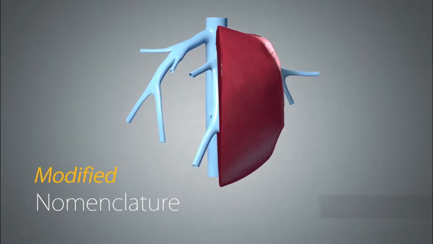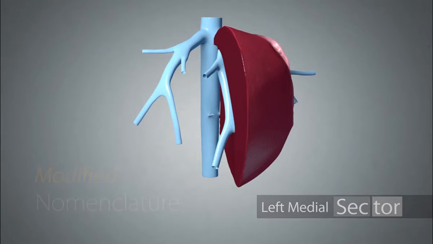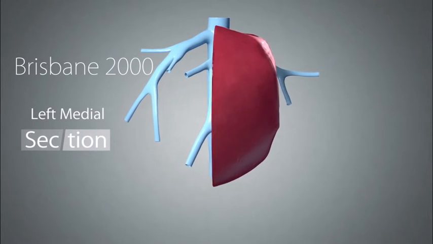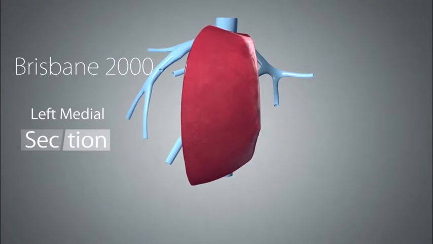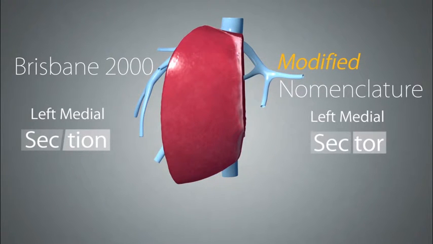Thus, the left medial sector from now on will refer to the area of liver between the middle hepatic vein and the falciform ligament. This area is termed the left medial section by Brisbane 2000 terminology, but we will refer to it as the left medial sector under the modified nomenclature system.